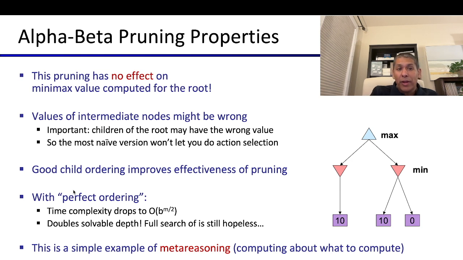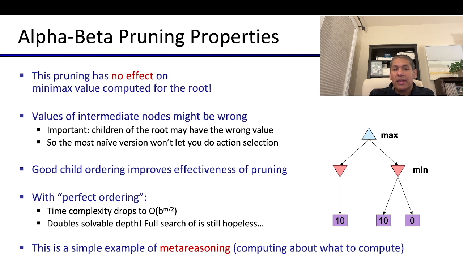And here comes the point about the ordering. A good child ordering can improve the effectiveness of pruning. As we saw, we had an example with 14, 5, and 2, in which case we were not able to eliminate anything. With 2, 5, and 14, we would have been able to eliminate if we had seen the 2 before, because we would say that, hey, the min node is going to be less than or equal to 2. No point calculating 5 and 14 because the max node was already 3. Okay.